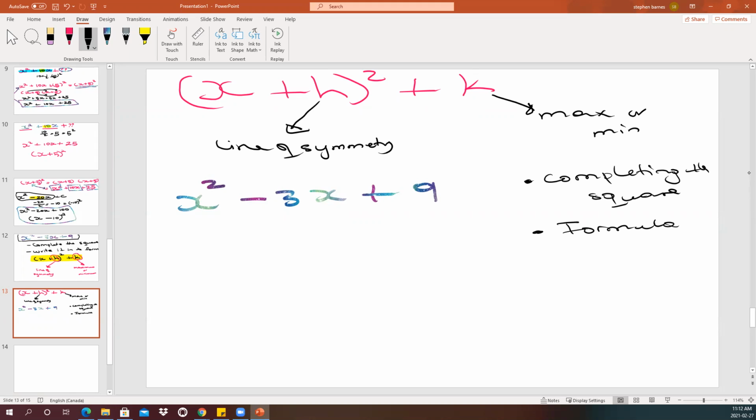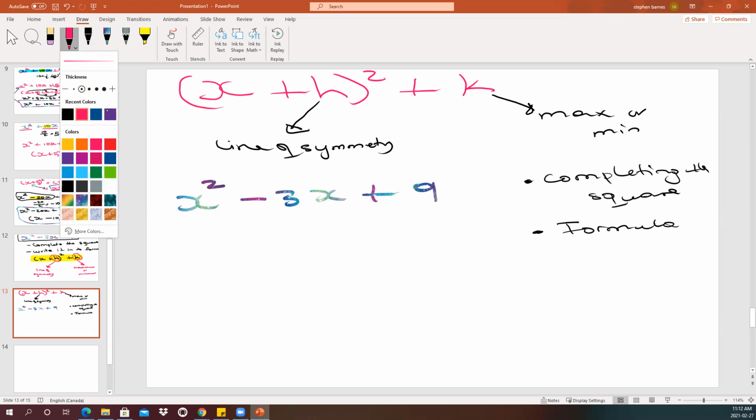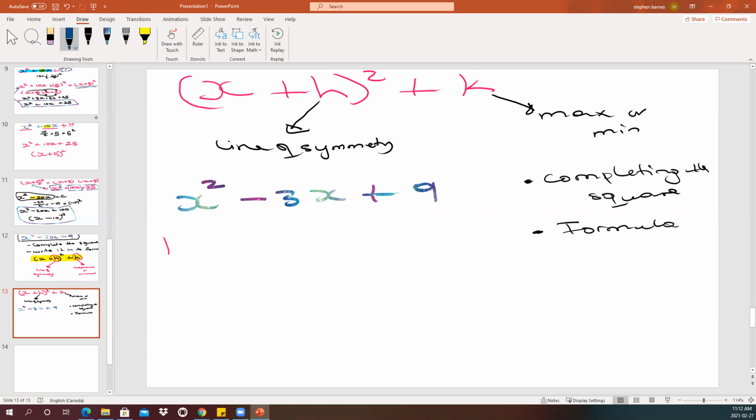So the formula now to find h, let me get some more colors in this now. What? Why did you betray me?